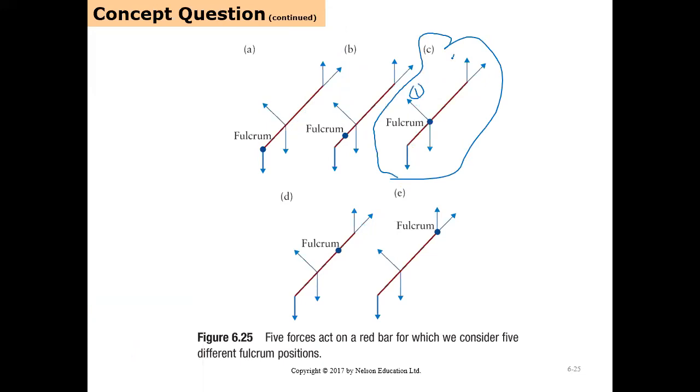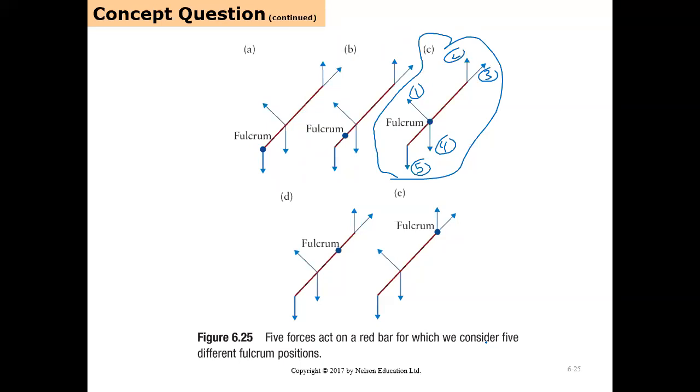Okay. 1, 2, 3, 4, 5. This is the fulcrum. 1 is 0. Why? The reason is R equal to 0, because the R is 0. The point of application of the force and where you want the torque is coincident, in the same place. So that 1 is 0.